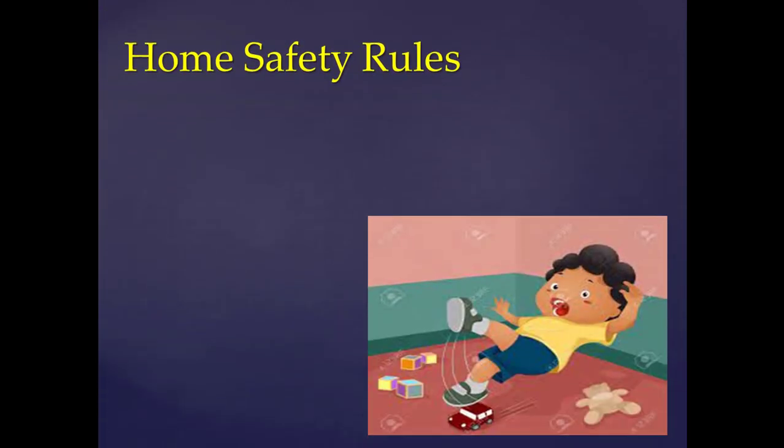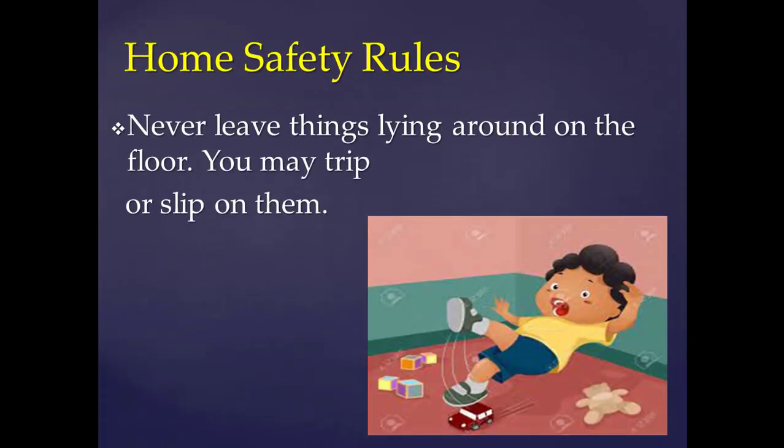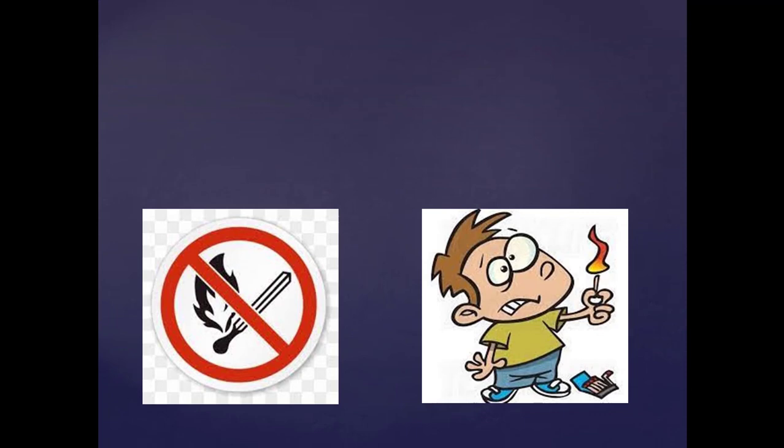Your first home safety rule is: never leave things lying around on the floor. You may trip or slip on them. So whenever you play at home, you should make sure to put your toys aside so that you won't slip on them. The next rule is: what do you see in these pictures, class?